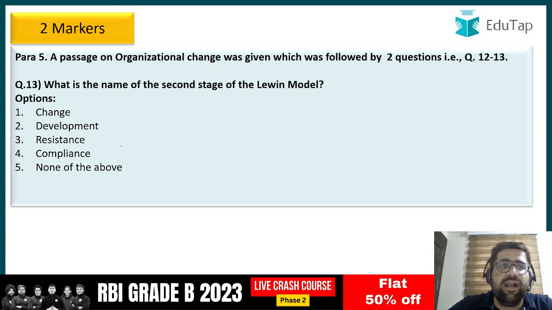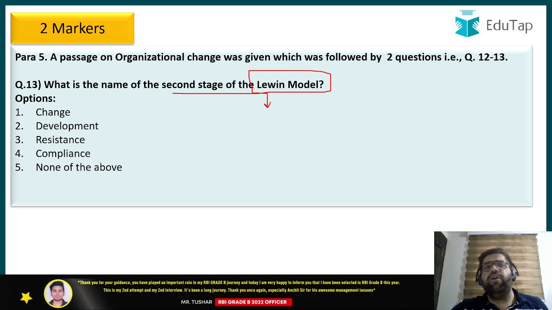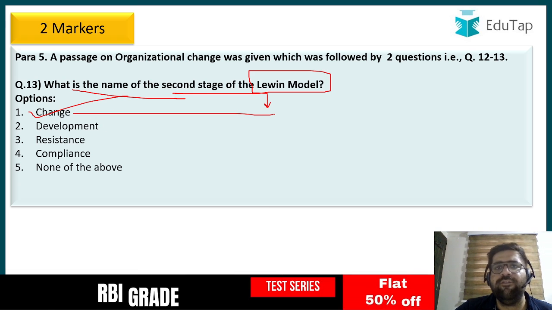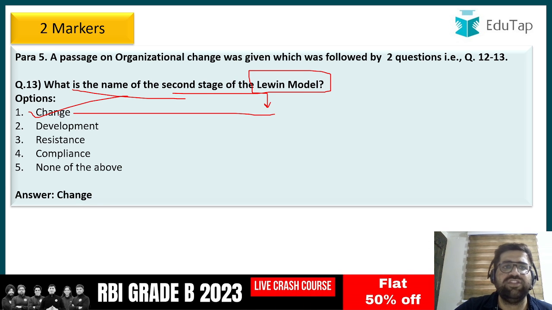Again, one question was based on the second stage of the Lewin model. So this is your Kurt Lewin model. Kurt Lewin model has 3 stages. I hope you remember it. What is the name of the second stage? It is change. So under the change stage, which is the second stage of the Kurt Lewin model, we have changes taking place. This particular stage is also known as the stage of transition. Okay, my friend. Now coming ahead. The answer is change.